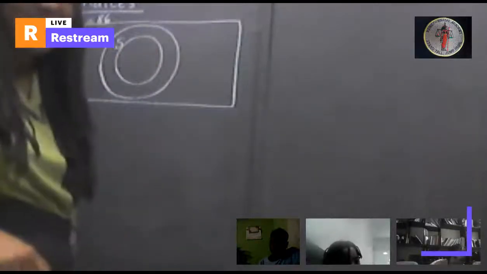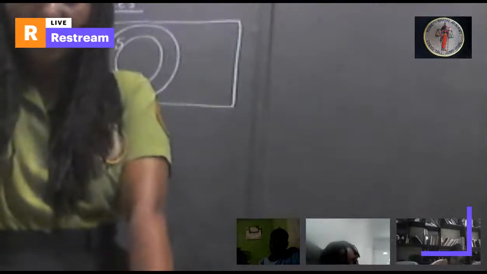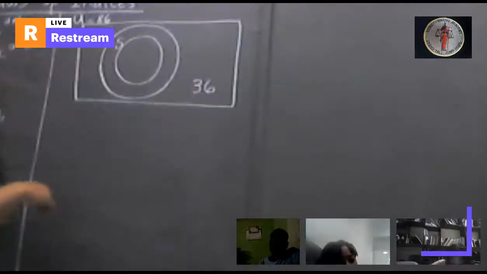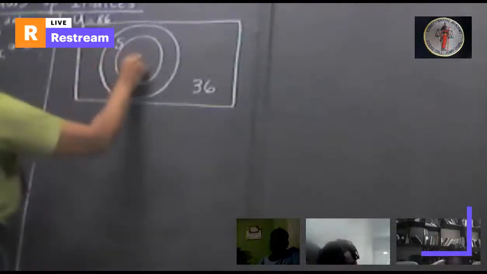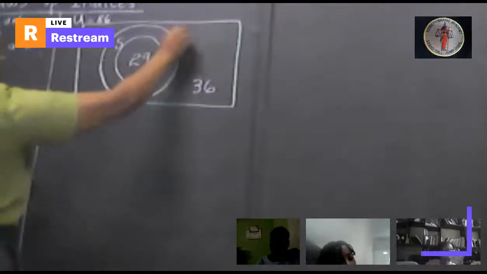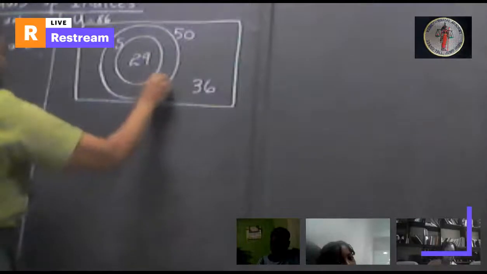All right, but they said that there are some persons who don't do either Spanish or French. So where would we put them? Miss, on the outside, not in any of the circles, in the rectangle. So 36 persons go out here. All right. 36 persons don't do Spanish or French. And 29 do Spanish. And 50 do French. And they want us to find X.